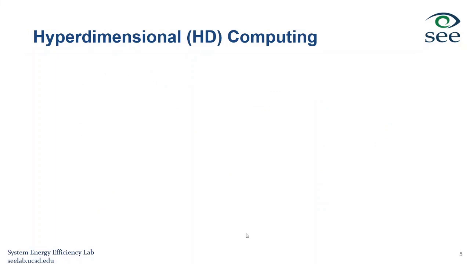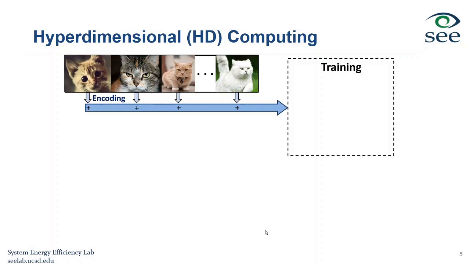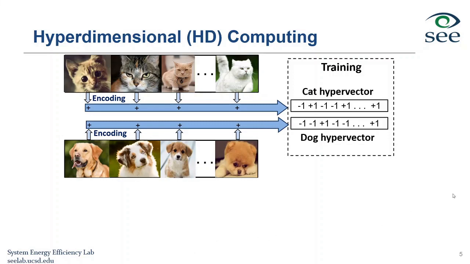Hyperdimensional computing is a lightweight machine learning algorithm designed after the sparse distributed memory model of the brain. HD computing works by first taking all of the samples belonging to a single class and encoding them to high dimensional space, where D is 10,000. We call these hypervectors. Then we combine all of the samples belonging to a class together to create one hypervector representing the class. Then we do the same for the rest of the classes. In this case, we have cats and dogs. Now we have a model with which we can use for inference.